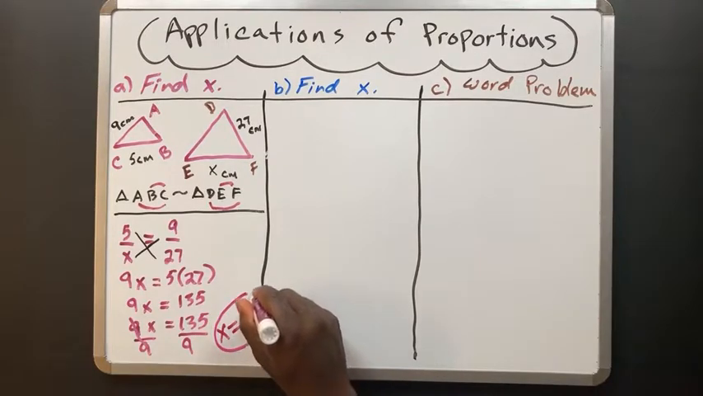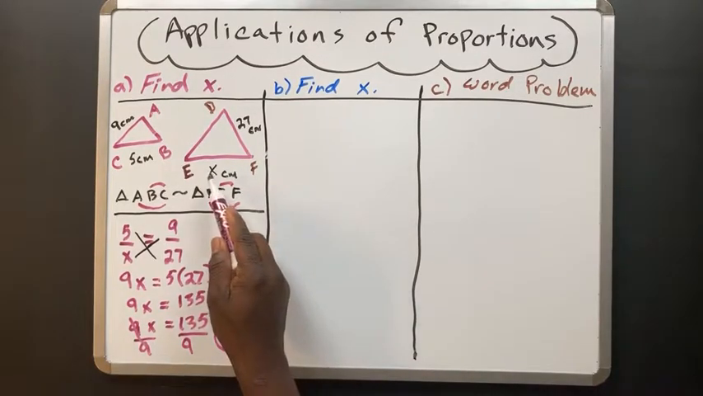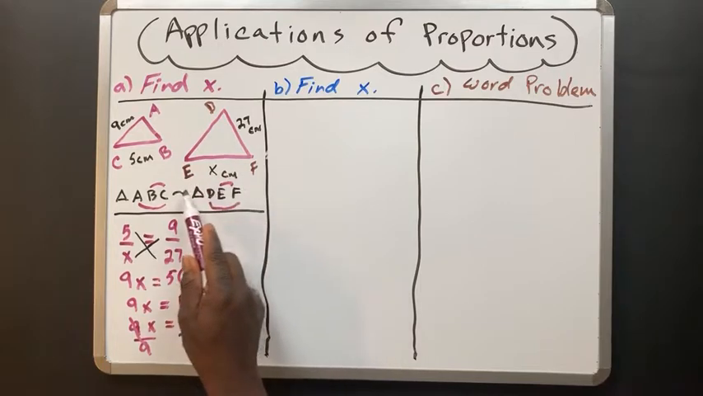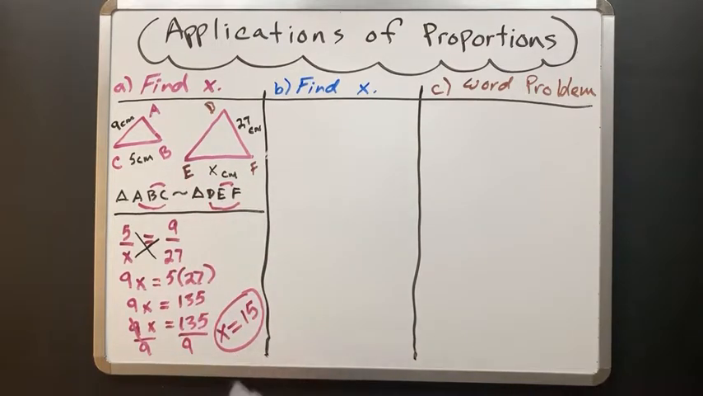Circle our final answer. What that means is the length of this triangle, segment EF, is 15, because that's where X is. But 15 what? Centimeters, right. Don't forget your unit of measurement. Okay? X equals 15 centimeters. That was a long problem, but we got through it.